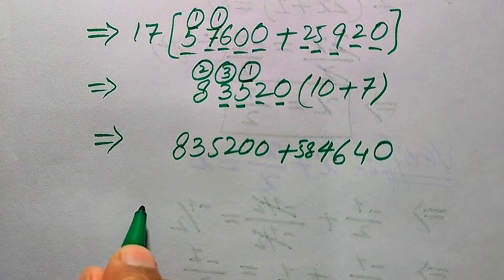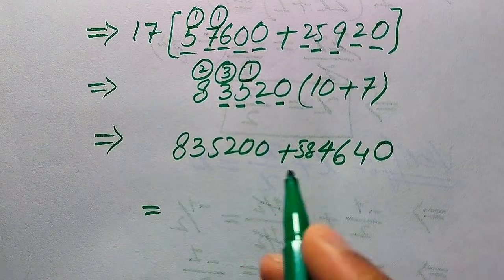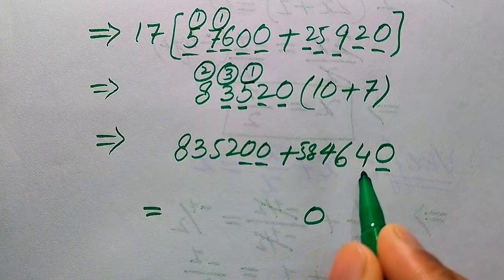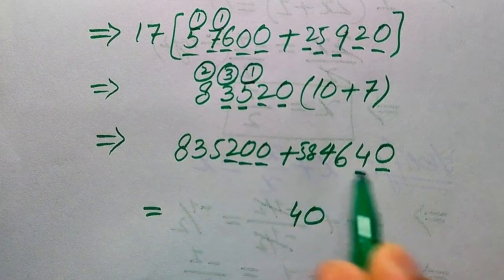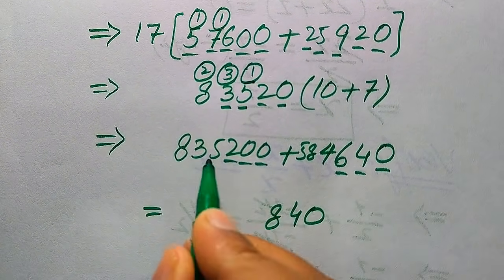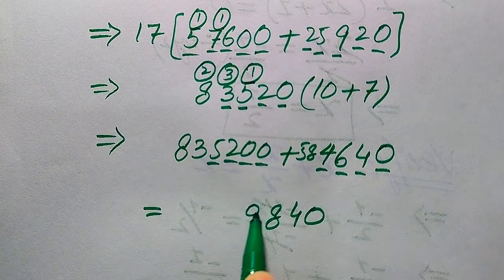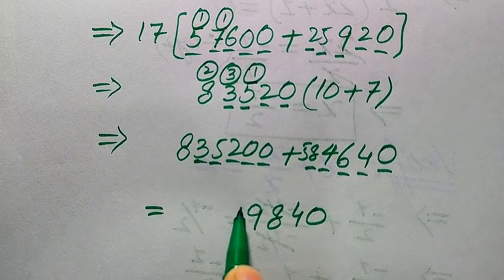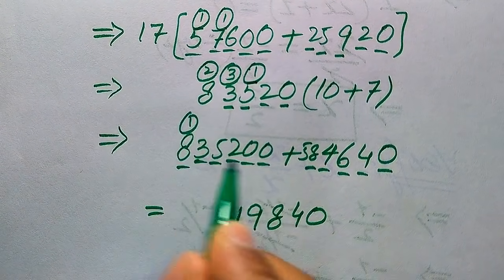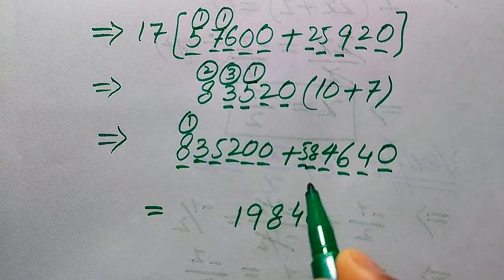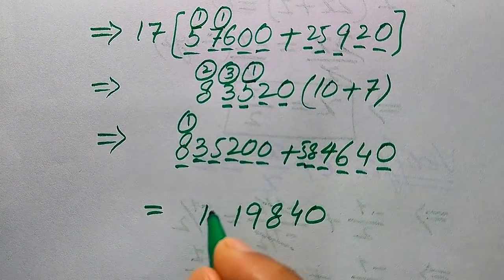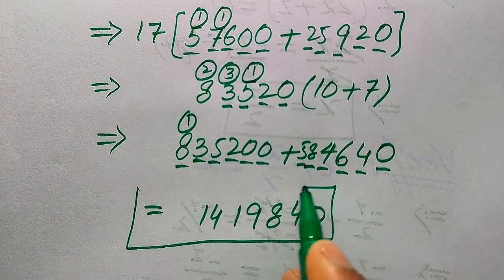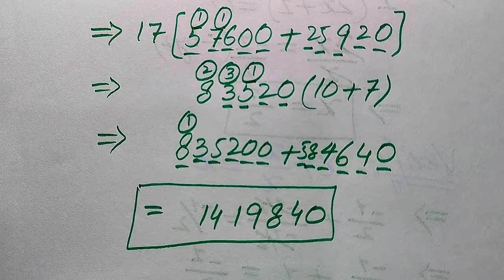So in the final step, we need to sum up both of these two values, and we get our final answer. So we have 0 plus 0 becomes 0. 0 plus 4 becomes 4. 2 plus 6 becomes 8. 5 plus 4 becomes 9. 3 plus 8 becomes 11. We write 1 and carry 1. 8 plus 5 becomes 13. 13 plus 1 becomes 14. So this is our final simplified form of the given question, and this is the final answer.